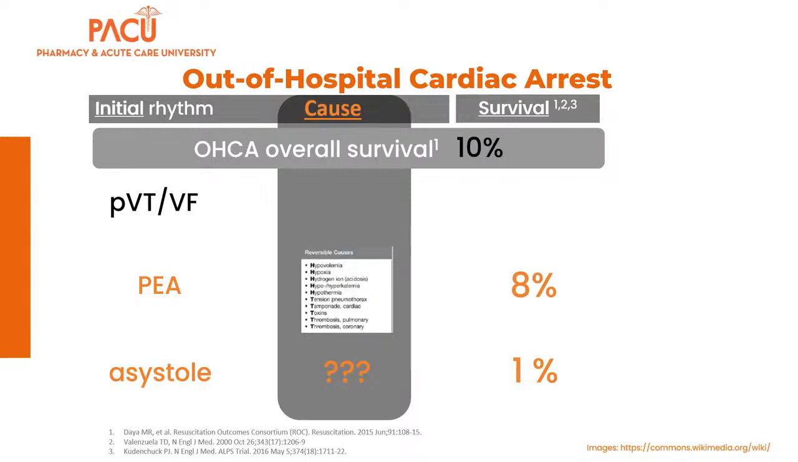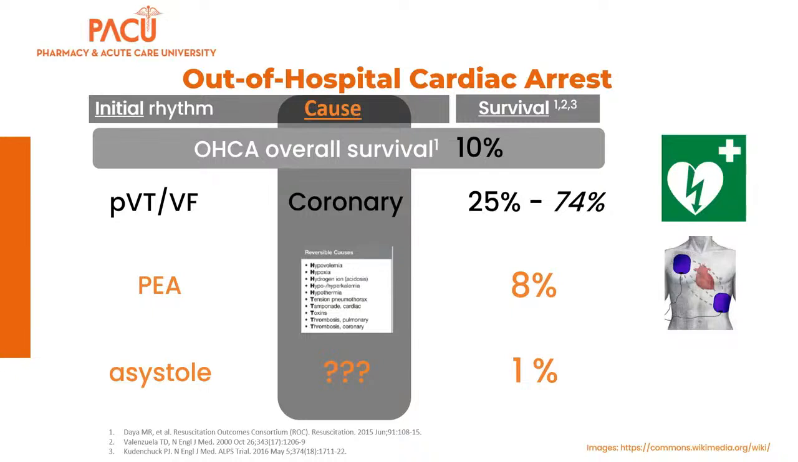This is really what our H's and T's were designed to look for from a diagnostic standpoint, because the etiology of PEA varies so much. It can be anything. Average survival is about 8% with PEA. Last, what we're here to talk about today is pulseless VTach and VFib. The cause of these rhythms are overwhelmingly coronary or cardiac in nature, and usually they are relatively very survivable rhythms, with 25 to 74% survival, depending on a variety of conditions.